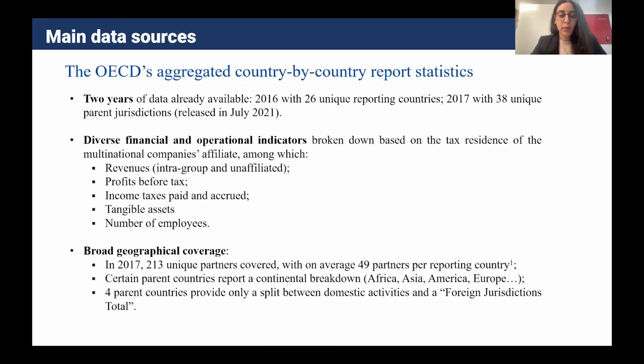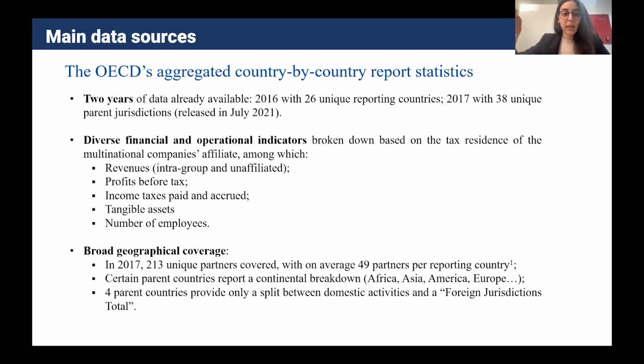Arriving to the main data sources, we're going to use the OECD aggregated country-by-country report. I'm not sure if you're familiar with this database, but it's a new tool. It's the country-by-country reporting, which some countries are starting to share their data with the OECD. So far, there's only two years of data, 2016 and 2017. In 2017, there's 38 parent jurisdictions that released their data.